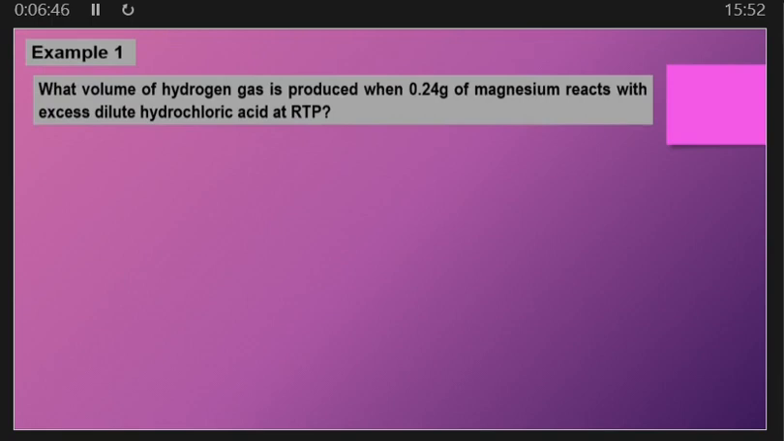So let's get into the example. Example number 1 says, what volume of hydrogen gas is produced when 0.24 grams of magnesium reacts with excess dilute hydrochloric acid at RTP, room temperature and pressure?